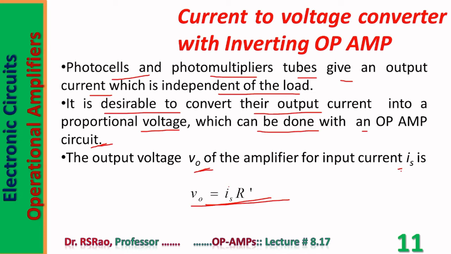What does it mean? Input is a current. Is is current. Output is voltage. Output voltage is proportional to input current. Here one can see clearly current being transformed into voltage, current being converted into proportional voltage.